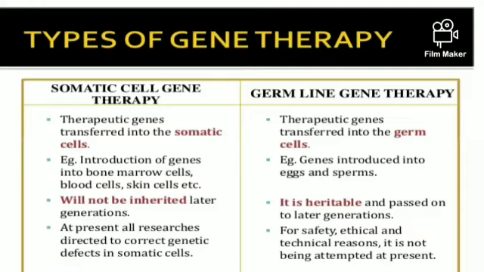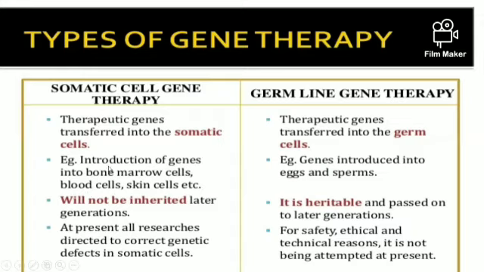Then you have two types of gene therapy: somatic cell gene therapy and germline gene therapy. The first one is somatic gene therapy, in which therapeutic genes are transferred into the somatic cell. Somatic cell means, for example, introduction of a gene into bone marrow cells, blood cells, skin cells, etc.